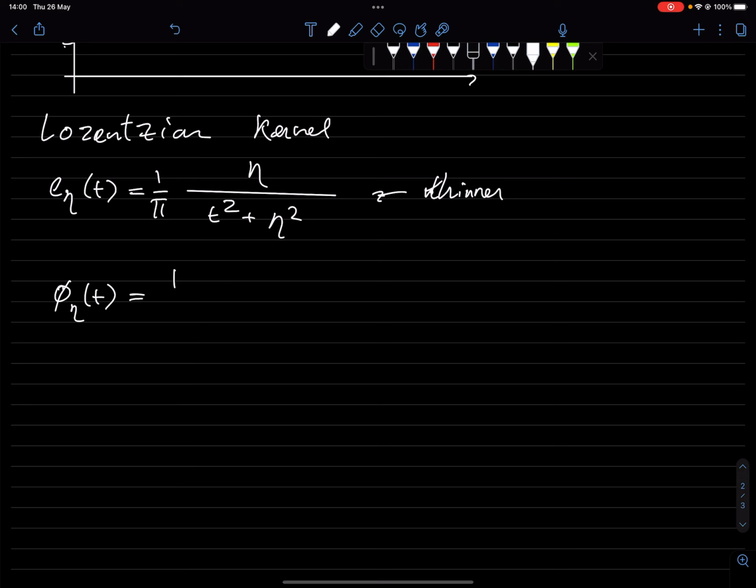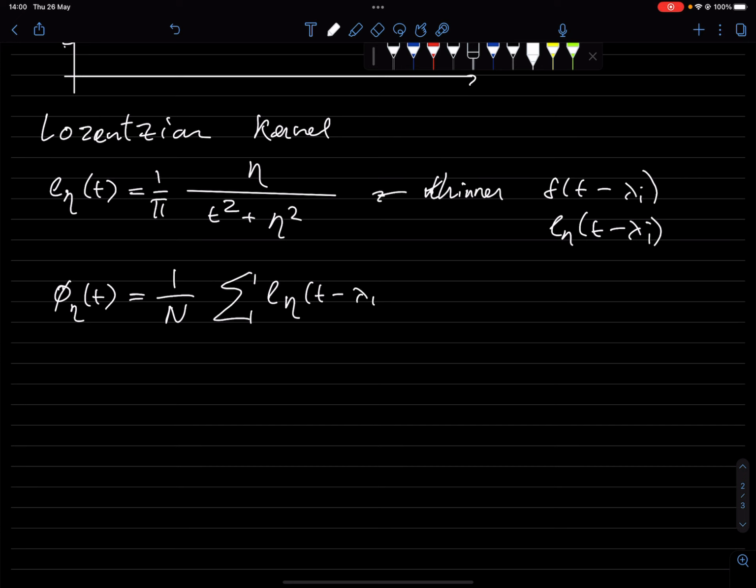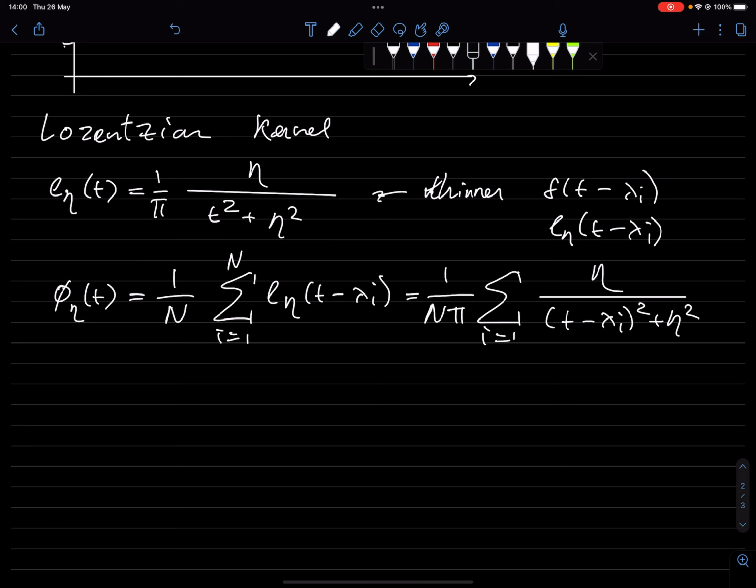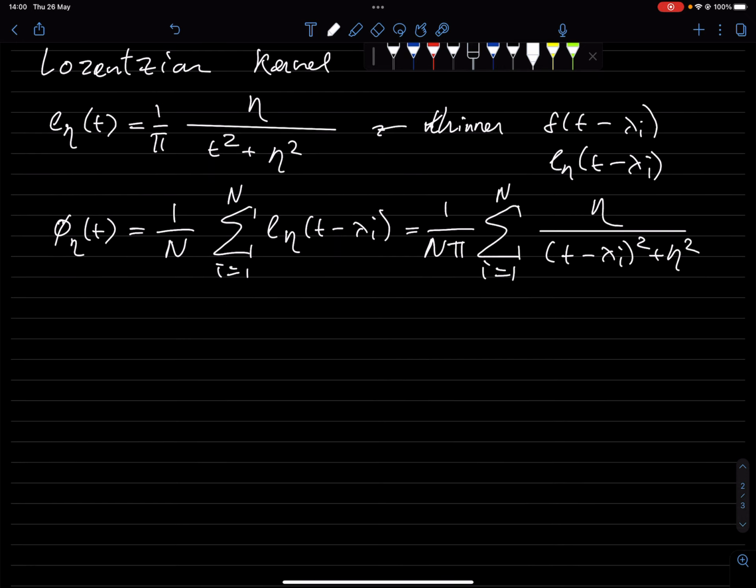So the statement is that the density of states, which has been regularized by the Lorentzian, is going to be 1 over n, sum from i equals 1 to n of L eta of t minus lambda i. So this is going to be 1 over n pi, sum of eta over ((t minus lambda i) squared plus eta squared).